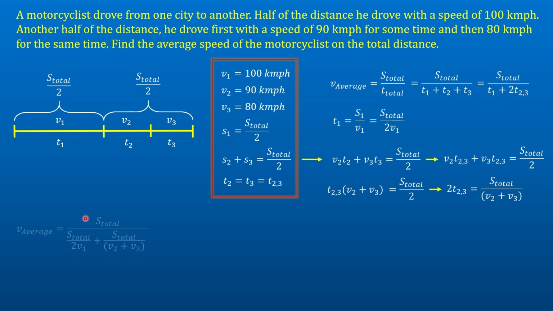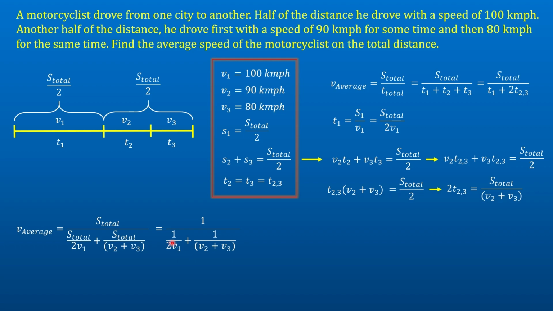Then we will get this expression. So we simply put, instead of T1, this fraction here, and instead of 2 multiplied by T23, we put this fraction here. From here, you can see that if we divide the numerator and denominator by S total, we can get rid of it. Then we'll get this expression.